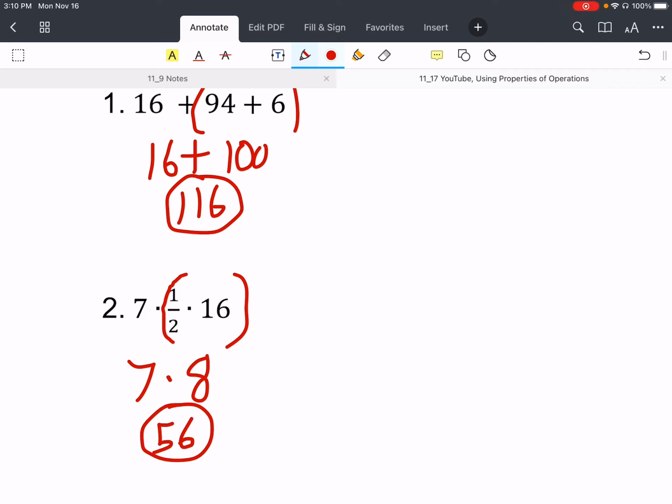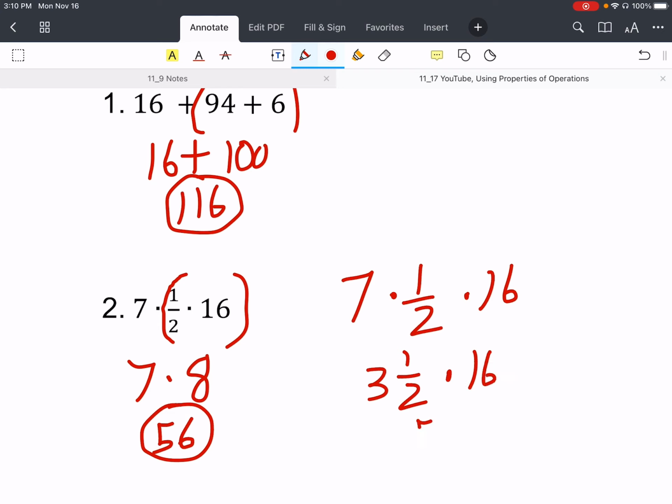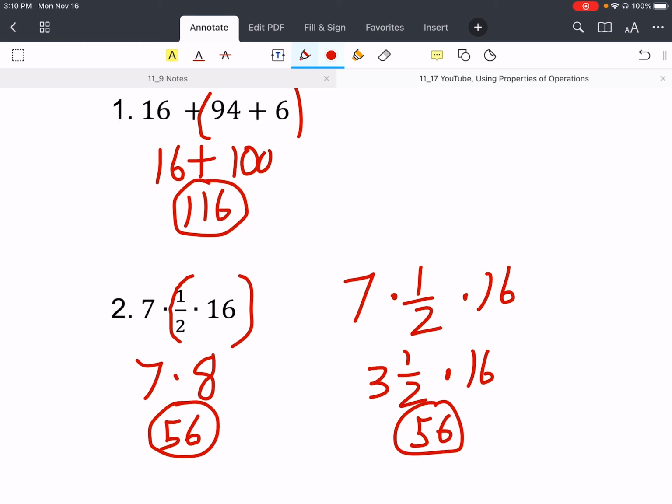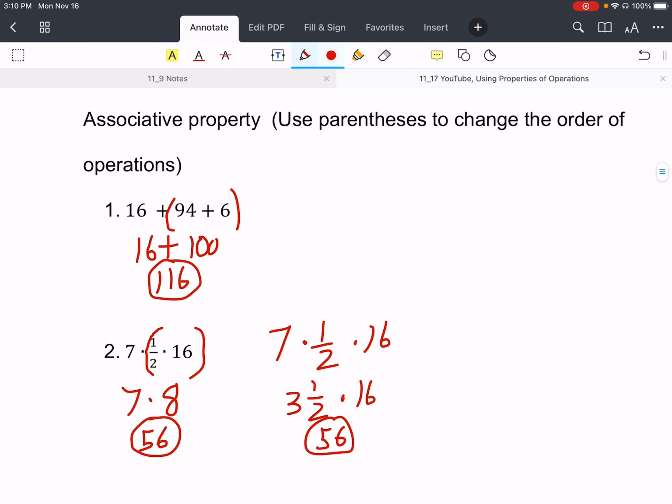If we did it the other way, if we did it 7 times 1/2 times 16, that would get us 3 and 1/2 times 16, which, while that still equals 56, 3.5 times 16 is quite a bit more difficult than 7 times 8. So on your questions that ask you to use the associative property, even though I know you're capable of solving it without the property, use parentheses and prove that you can do the property.